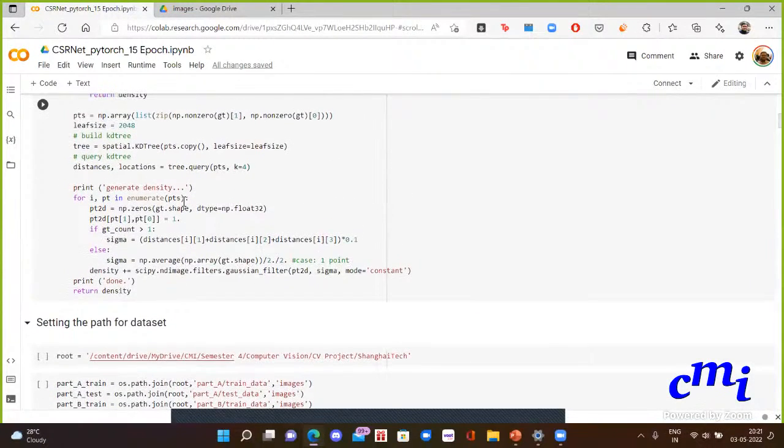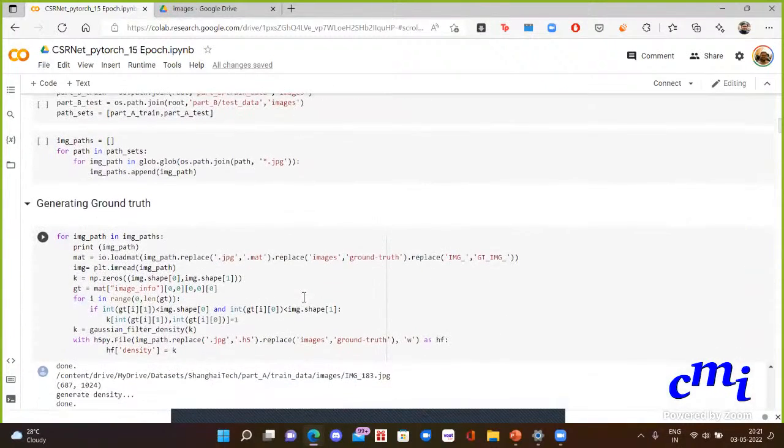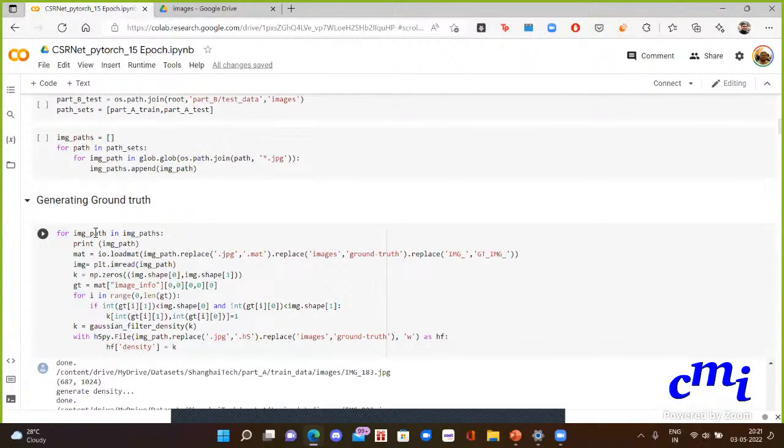So after generating the distances, after averaging all the distances from the tree that we have generated, we are using the Gaussian filter on those points. Here we have taken all the image paths and used that Gaussian filter density to get our ground truth for all the images.